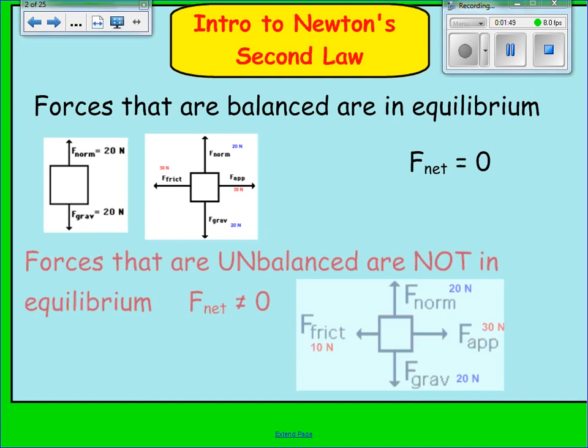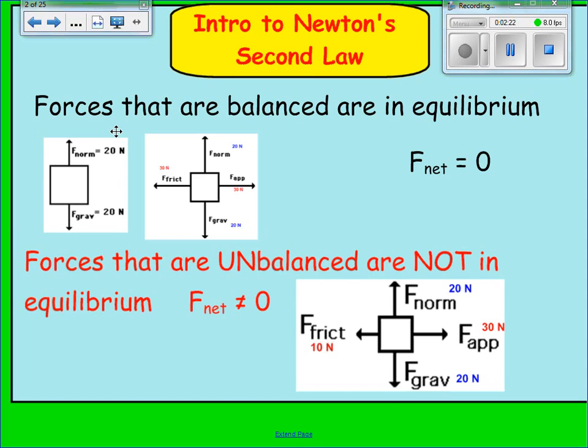However, let's look at a different situation. Let's look at this picture right here. Notice the forces. The force of gravity and the normal force are both 20. So the object is in equilibrium in the y direction. But in the x direction, the applied force is 30 newtons to the right and 10 newtons to the left. In this case, the net force acting on the object in the x direction is not balanced. And when unbalanced forces come together, they are not in equilibrium. So in other words, the net force would not equal 0, but it would equal some other number.